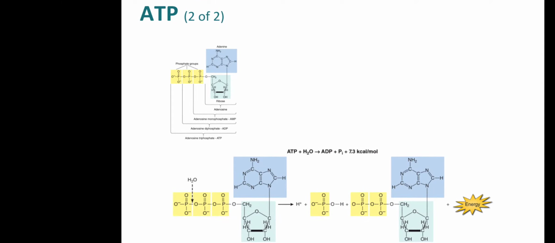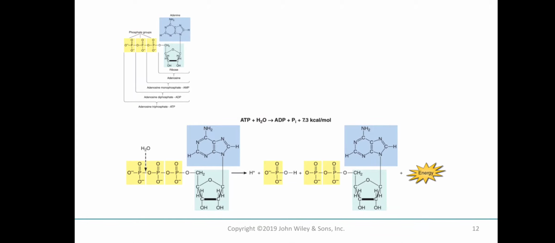By the way, adenosine is a type of nucleotide. It's the same as what you have in your DNA, one of the building blocks in your DNA. Actually, it's not DNA, it's RNA. It's a ribose, not the deoxyribose. So it's an RNA nucleotide.